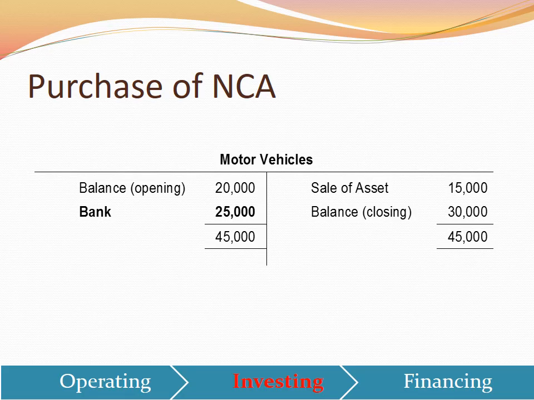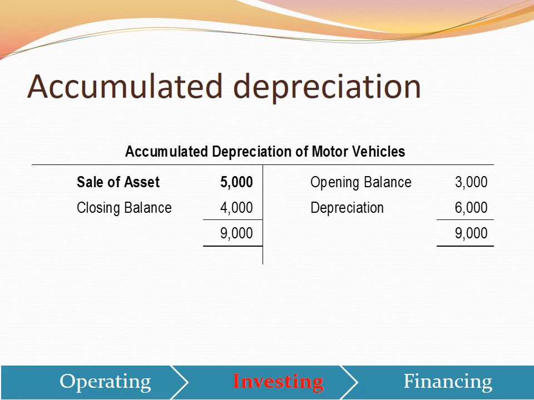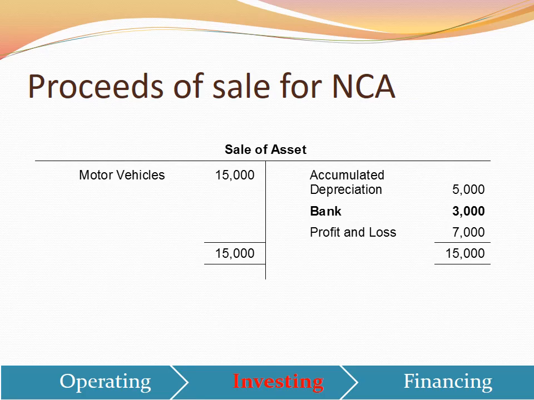But the thing is, most questions also include a sale of a non-current asset. So if that happens, you'll probably need to open 2 other accounts. The first account is accumulated depreciation. So the sale of asset item that is bolded is basically something that you would have to include in the next account that I'm showing now.